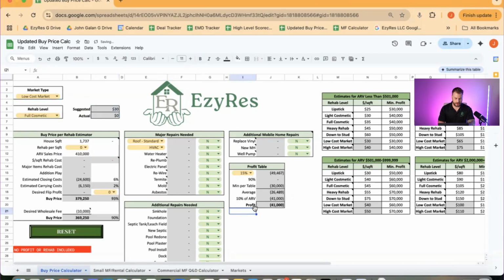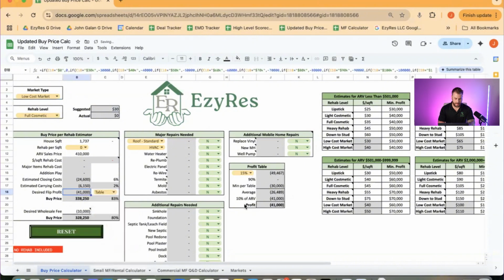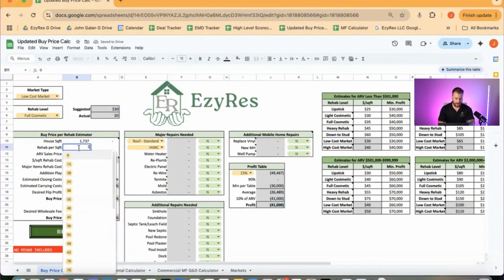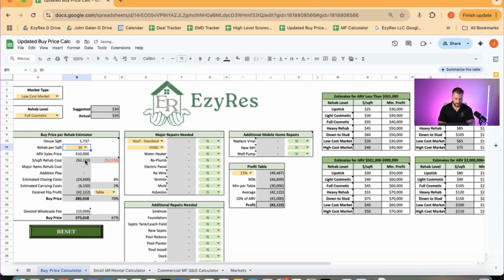Okay. And then I'm just going to use a profit table, and I'm just going to click table at the bottom, so I have to keep adjusting this. It'll automatically take this number, and I'll put $30 a square foot just to see right now. Okay. So now this thing is telling me that basically it's going to cost about 50K to rehab this property.